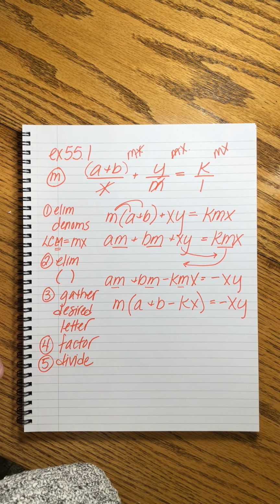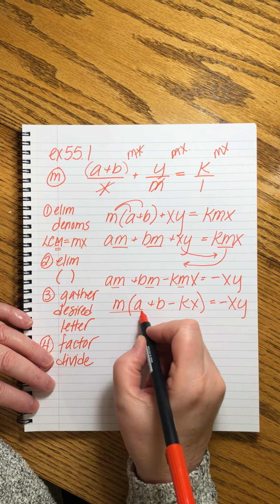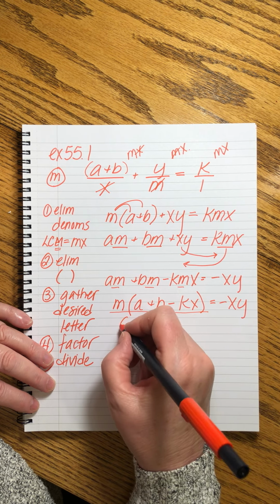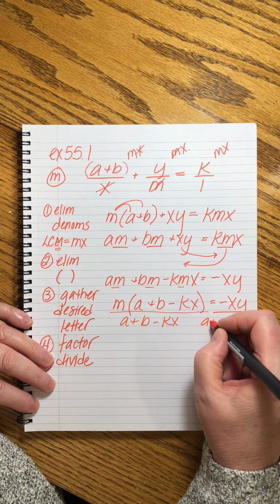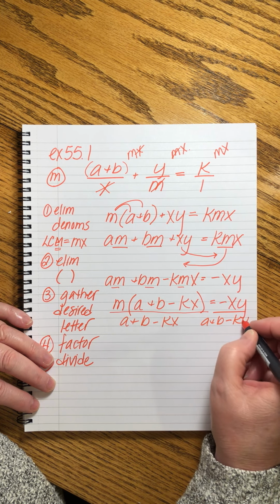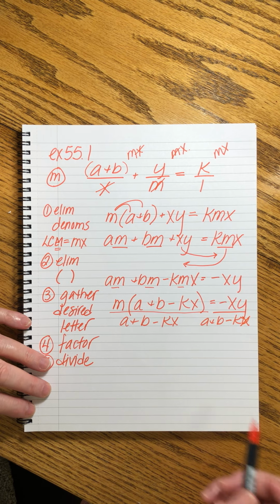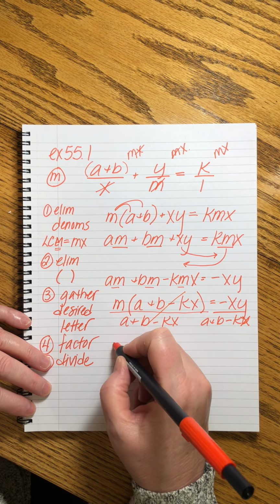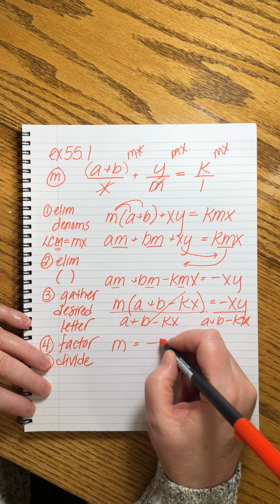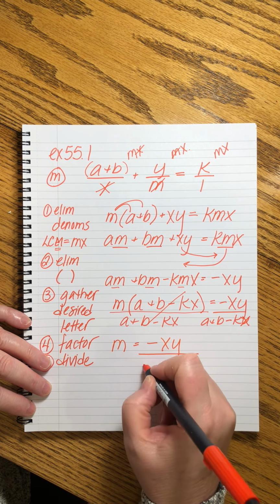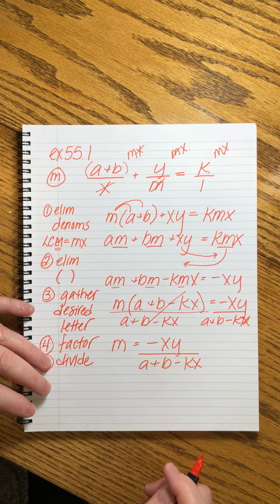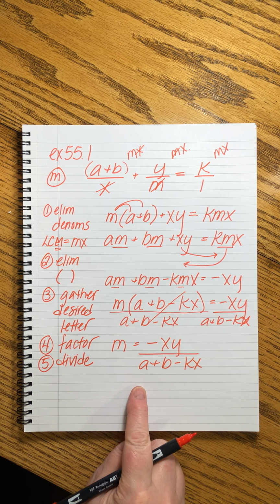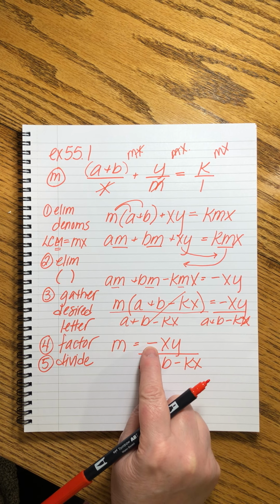John's throwing us more complicated expressions. All right, now we can divide this whole puppy dog away. A plus B minus KX over A plus B minus KX. Whoops. Now, I'm going to use this problem to illustrate something. This all cancels, so now we can write our answer as M equals minus XY over A plus B minus KX.